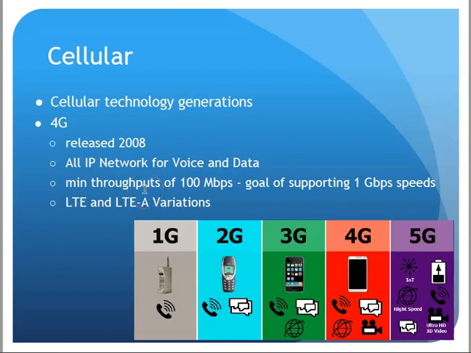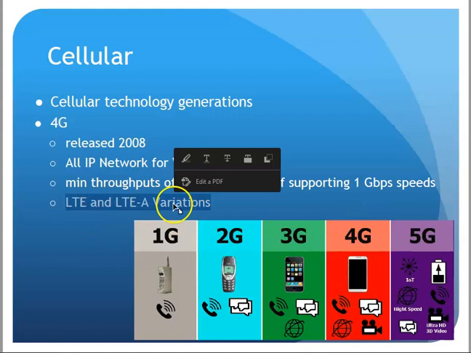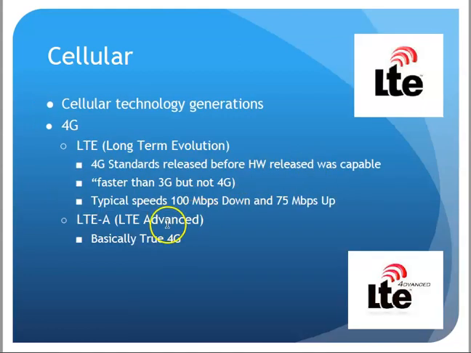As we move into 4G, released in 2008, this was all IP network for voice and data now. So now we're in the 100 meg category with a goal of supporting gig speeds. With 4G, we now start having LTE and LTE Advanced. With LTE, this was kind of a marketing thing. This was like 3G, faster than 3G, but not 4G. So LTE was kind of like a stepping stone too. LTE Advanced was actually for truly 4G.